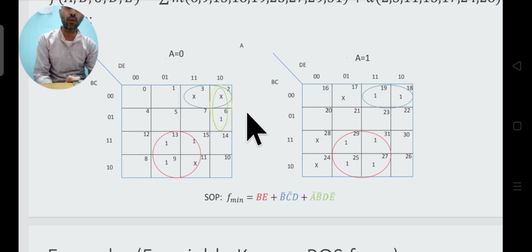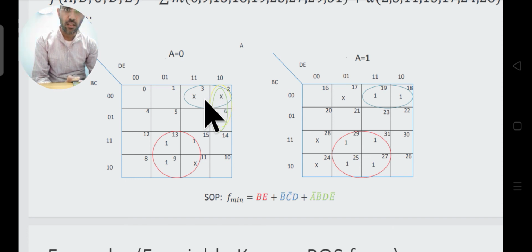So we'll check for quad. So you can see that, again, the superimposition of this particular square over this we have to consider always. So if you superimpose this with this, then we can see that 3 is superimposing over 19 and 2 is superimposing over 18. So these two ones, 18, 19 and 2, 3 will form a quad.